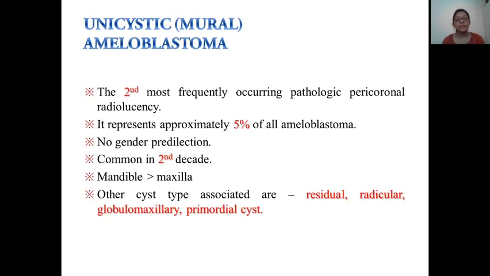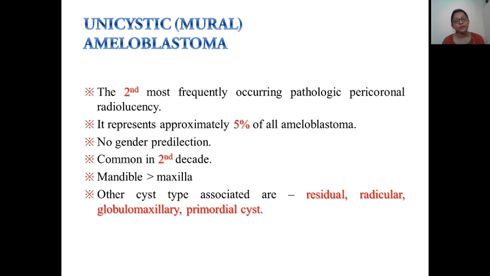Now, one variant of this ameloblastoma comes under this pericoronal radiolucency, and this is the unicystic ameloblastoma, which is also known as mural ameloblastoma, and it forms from the wall of the dentigerous cyst. This is the second most frequently occurring pathological pericoronal radiolucency after dentigerous cyst. It represents approximately 5% of all ameloblastoma. There is no gender predilection. It commonly takes place in the second decade, and the mandible is more commonly affected.